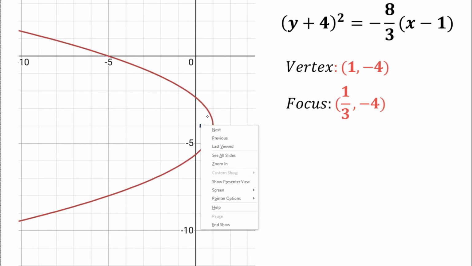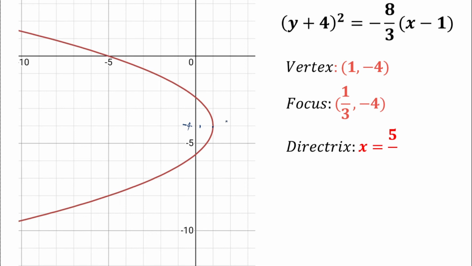Okay? So, meaning to say, yung point na to is at 1/3, tapos here is negative 4. Okay, nakuha nyo? Kasi yung length ng focus from the vertex is 2/3. So, bibilang tayo ng 2/3 dito. So, dito yan. Okay, yung difference ng 1 tsaka 2/3 naman is 1/3. So, that's why 1/3, negative 4. Okay. Next naman yung directrix.